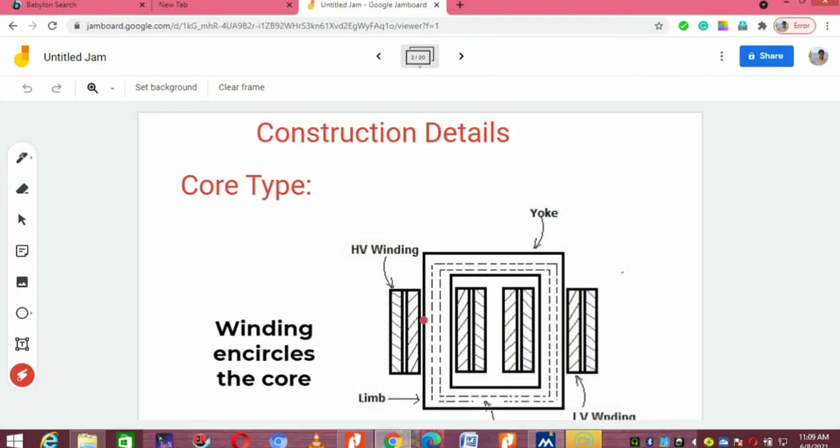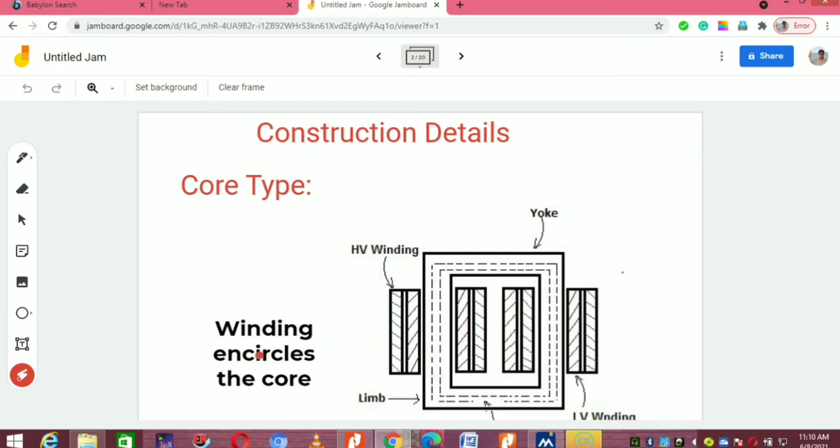And the second point, why is LV placed near to the core? To reduce the amount of insulation required. If you place HV nearer to the core, a large amount of insulation is required. Because of this arrangement, the amount of insulation required is going to reduce. So that's why LV is nearer to the core and HV away from the core.